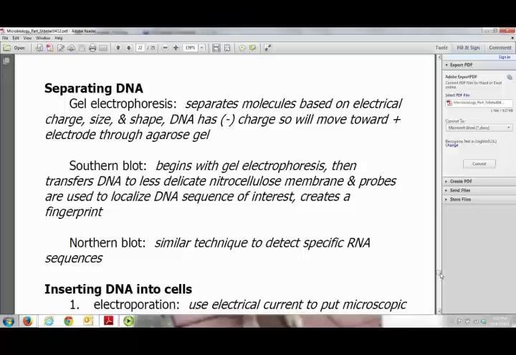The Southern blot begins with gel electrophoresis, and then it's going to transfer the DNA onto a less delicate nitrocellulose membrane. And then probes are used to localize the DNA sequences of interest and create a fingerprint. So the name Southern blot actually came from the name of the scientist who developed it. His name was Southern. The northern blot is a similar technique, but it's going to be used to detect specific RNA sequences. This one, however, was not named for a scientist. They just went with the northern name because of the southern name for the scientist before.